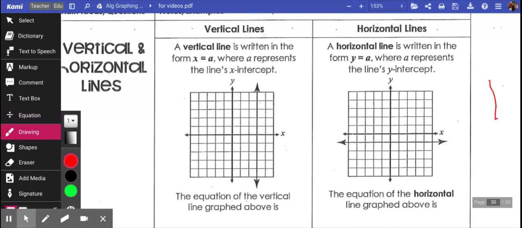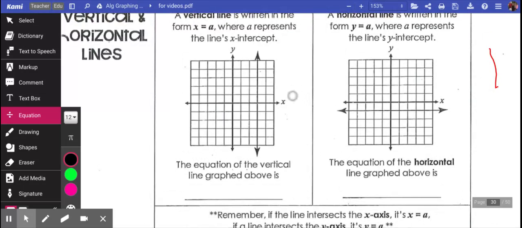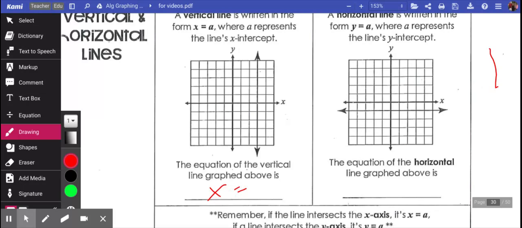represents the line's x-intercept. So for example, on this one, the equation of the vertical line graphed above is x equals, and then it's on the 3, so x equals 3. Okay, a horizontal line is just the opposite, then it's y equals a, where a represents the line's y-intercept. So on this one, it's going to be y equals, and then you go up to 1, so it's y equals 1.